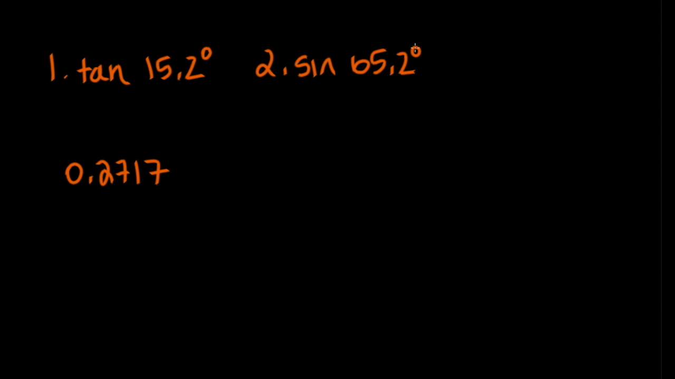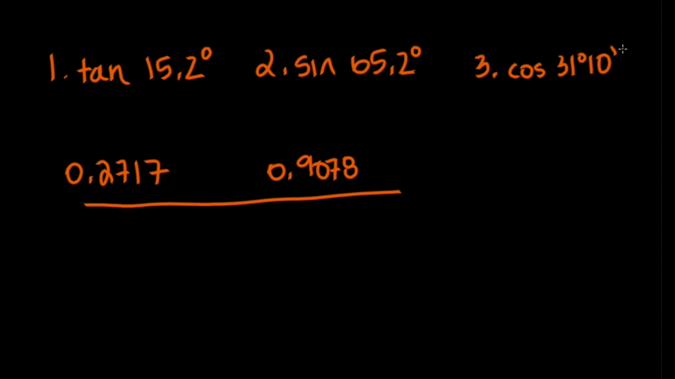Our second problem says the sine of 65.2 degrees. We are going to follow the same steps for our next problem. So we're going to press the sine button on our calculator and then type in our number, which is 65.2. The answer our calculator gives us is very long. We are going to simplify it to 4 significant digits and write our answer down. Our answer should be 0.9078.